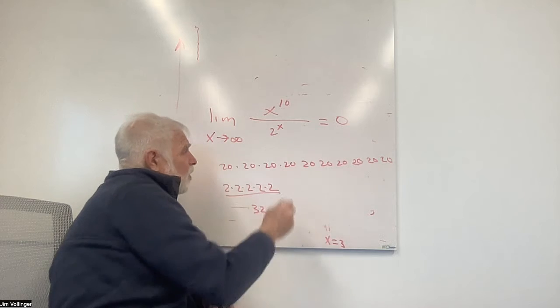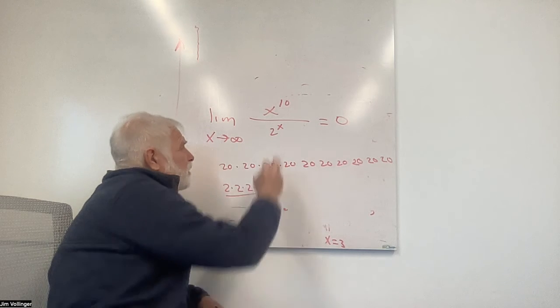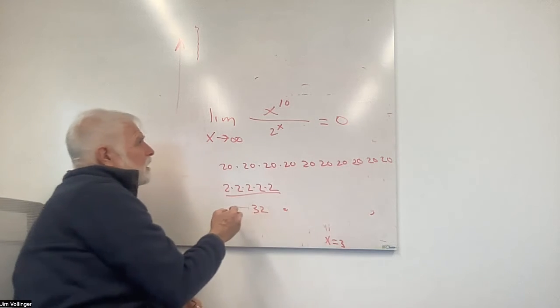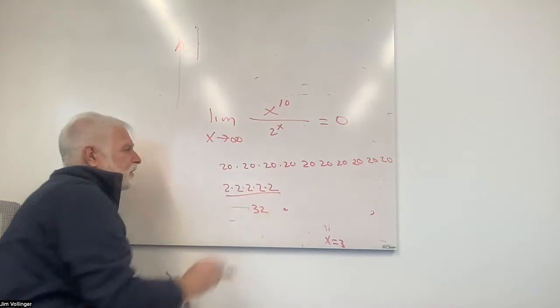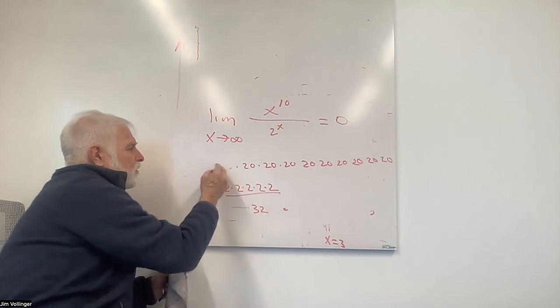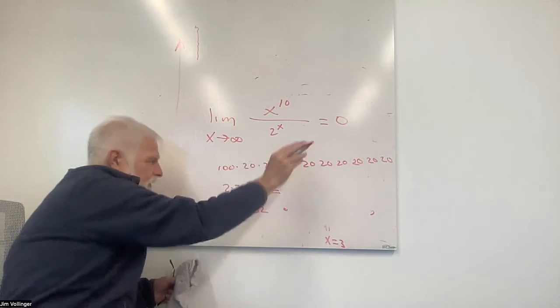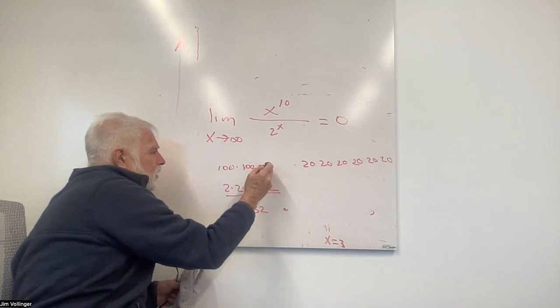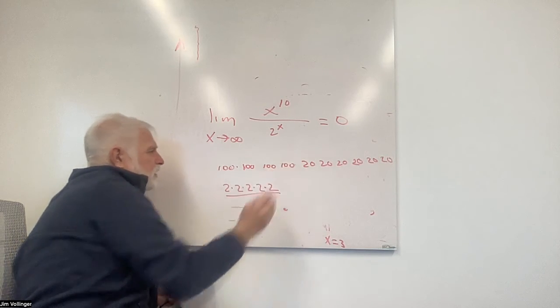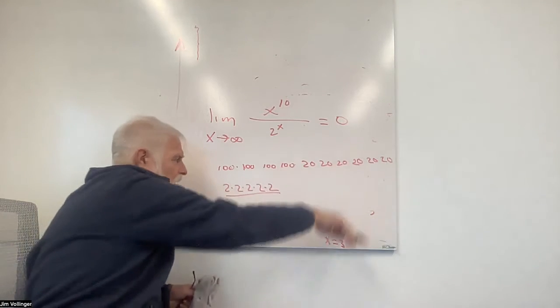Let's let x go to 100. So I would do 100 to the 10th. Each of these would be 100. So pretend they're all 100. Let me just get started here: 100, 100, 100, 100, 100, 100. I think this will explain it better. And those are all hundreds.